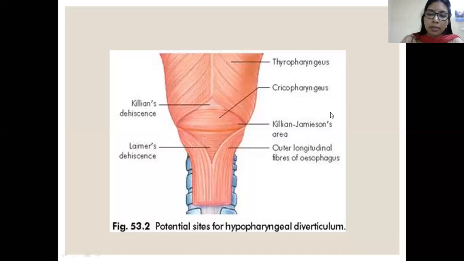Your Killian-Jamieson's dehiscence is an area of weakness between the oblique and horizontal fibers of your cricopharyngeus itself. Between fibers of cricopharyngeus, this area of weakness is called a Killian-Jamieson's area. The third one is your Laimer-Hackermann's dehiscence. It is the area of weakness between your cricopharyngeus and your muscles of the esophagus. Usually they say it is between the circular muscles of esophagus and cricopharyngeus. In this diagram, it has been described as longitudinal muscles of esophagus. Very good. Somebody has answered. Killian's dehiscence. Very good.